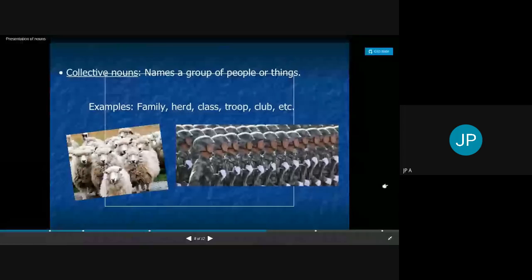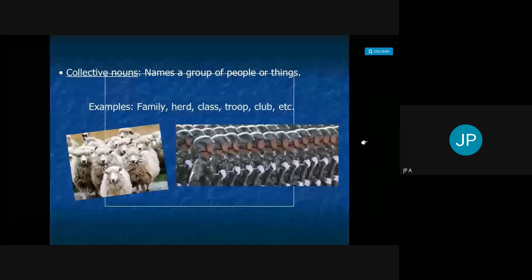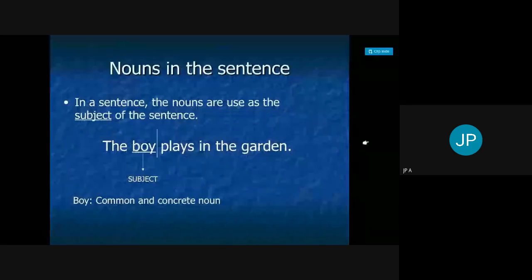That is very interesting. I saw this in a PSC exam question paper yesterday. It is usually asked in PSC exams. Collective nouns are commonly asked in PSC exams.